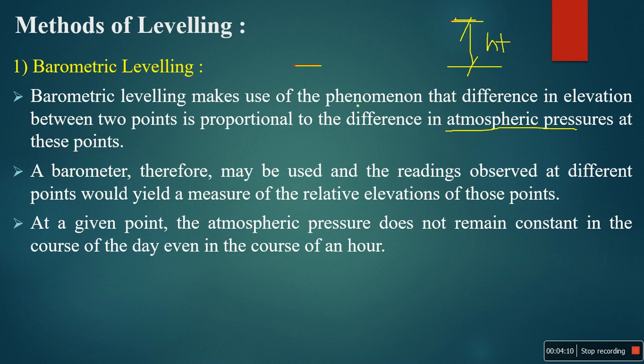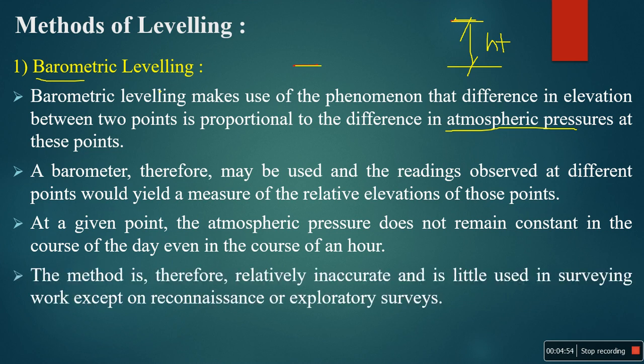Suppose this is one of the points here. If you find the atmospheric pressure at this level by using a barometer, it initially shows one reading. After a few minutes, maybe 10 or 15 minutes, at the same place or same station, if you check the atmospheric pressure again, it shows a different reading. So the atmospheric pressure will not remain constant with respect to points over a whole day. That's why we are not using this type of method in leveling or surveying. This is the first method.